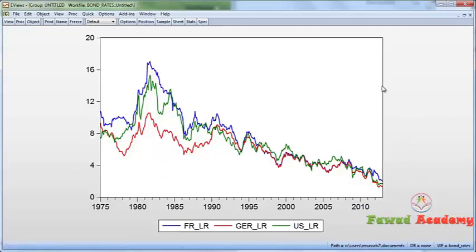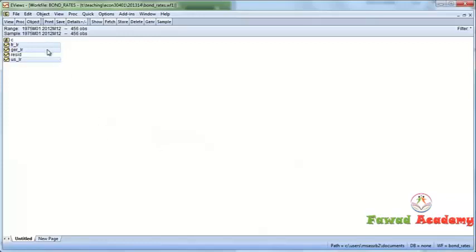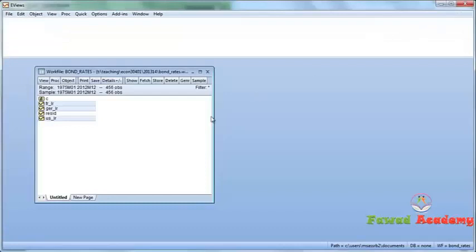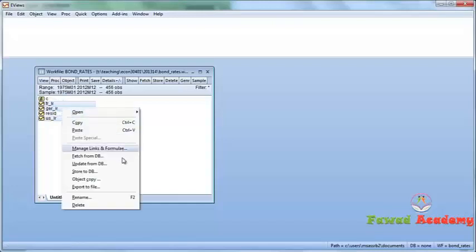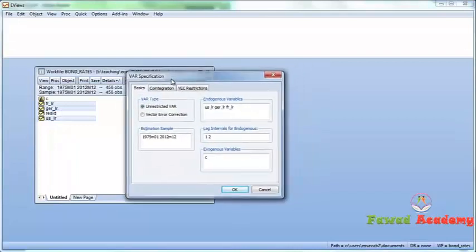So what we are now going to do is to estimate a simple VAR1 model for all of the series. We can delete this graph, delete the group. We have our 3 series highlighted, and what we are now going to do is highlight the US first, as the ordering will matter very soon. So we're going to do the ordering US, Germany, France, and we open this as a VAR. Here we can specify the VAR.